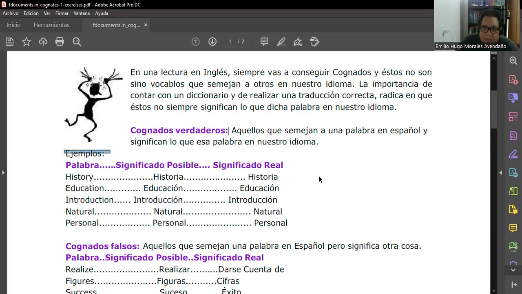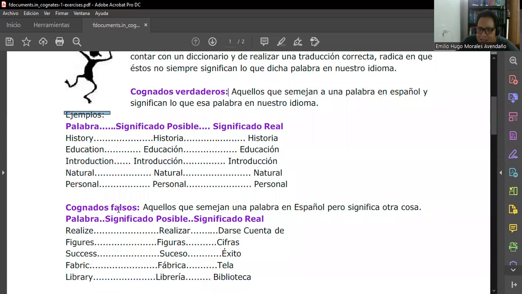But we also have the false cognates. For instance, in Spanish, false cognates are going to be called falsos amigos, because it's not the real meaning. It's not the same meaning.